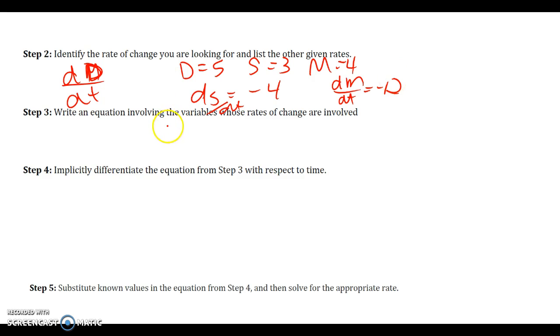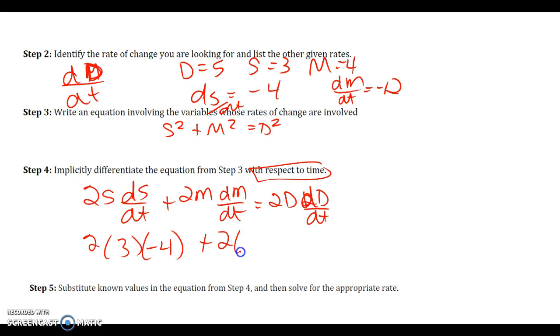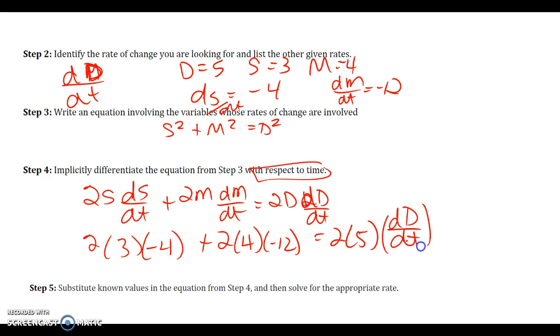So the equation we're using is again that Pythagorean theorem, which we will implicitly differentiate with respect to time. So it's 2s ds/dt plus 2m dm/dt equals 2d, so I should say dd/dt. We want dd/dt. So let's substitute in what we have. So 2 times 3 times negative 4 plus 2 times 4 times negative 12 equals 2 times 5 times what we're looking for, dd/dt.